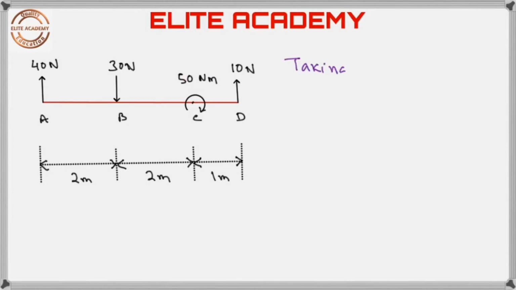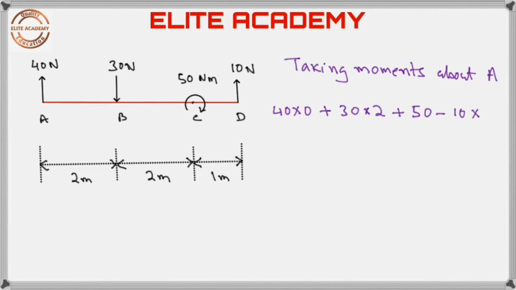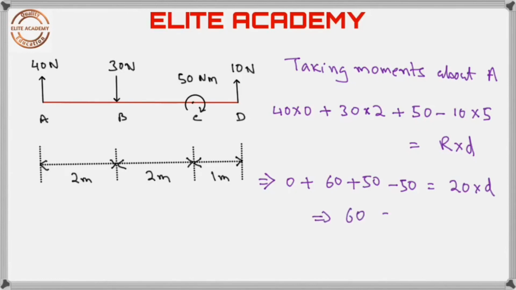Now, taking moments about point A, we get 40 into 0 because its distance is 0, plus 30 into 2, and plus 50 minus 10 into 5, which is equal to R into d according to Varignon's theorem. So 0 plus 60 plus 50 minus 50 is equal to 20 into d. Here 20 is R, or 60 is equal to 20 into d, or d is equal to 60 by 20, 3 meters we get.